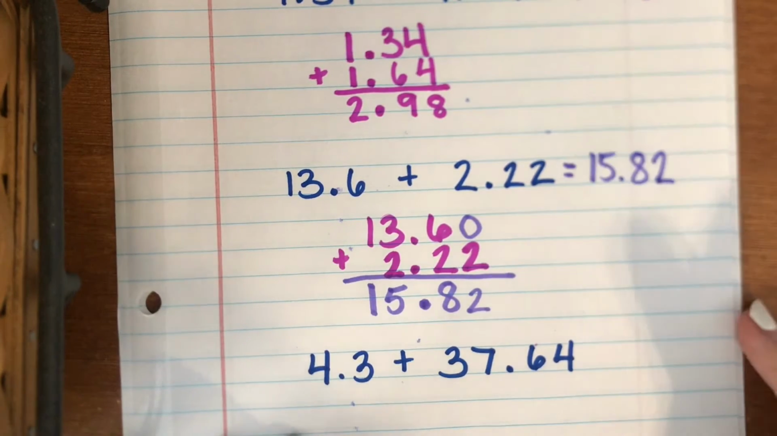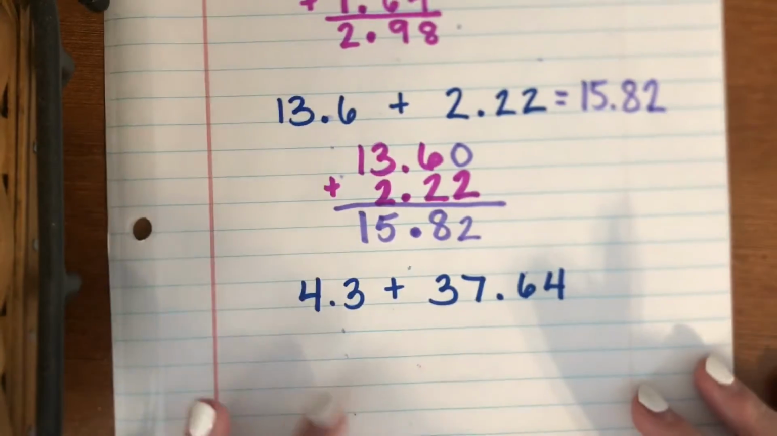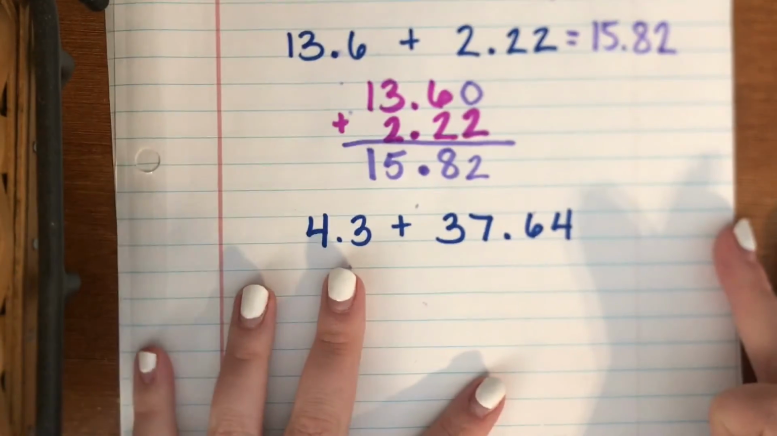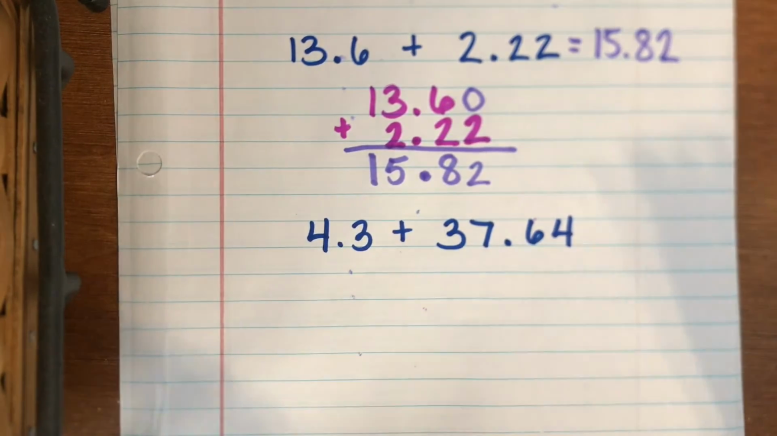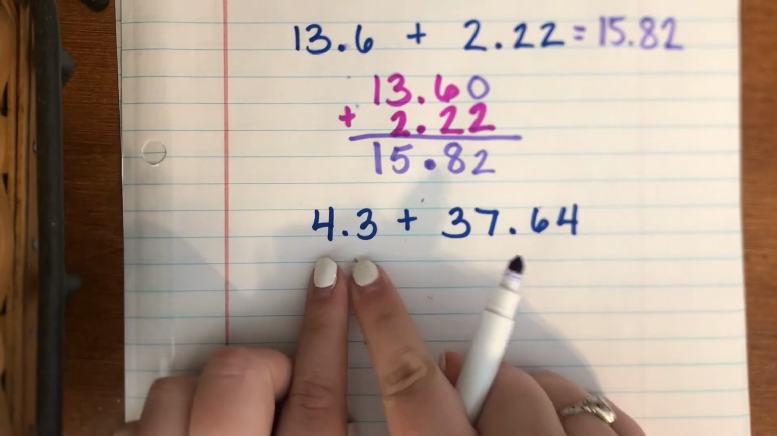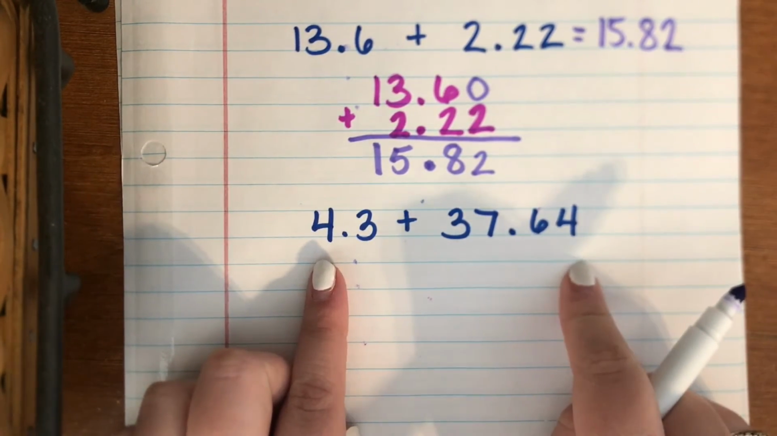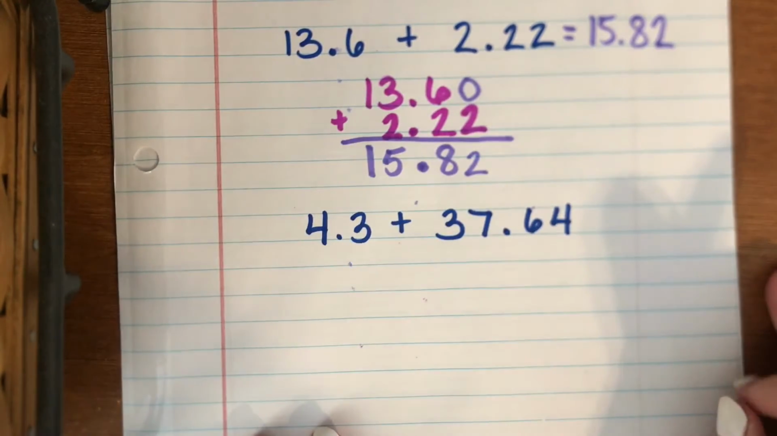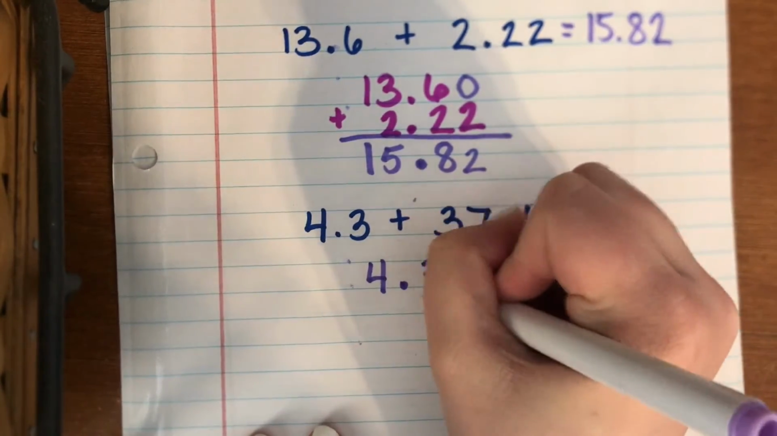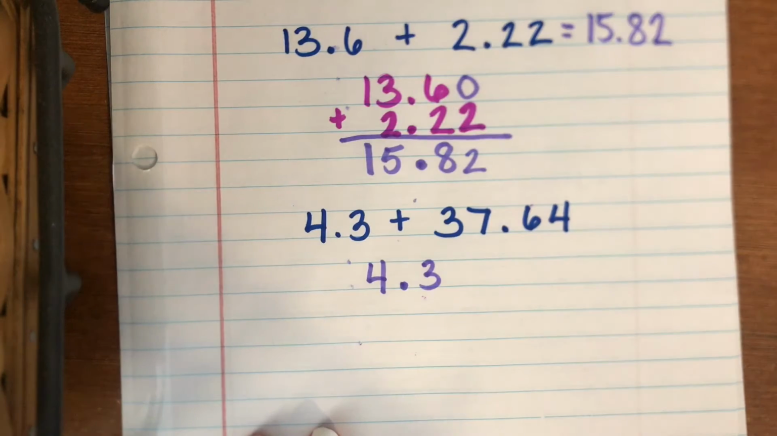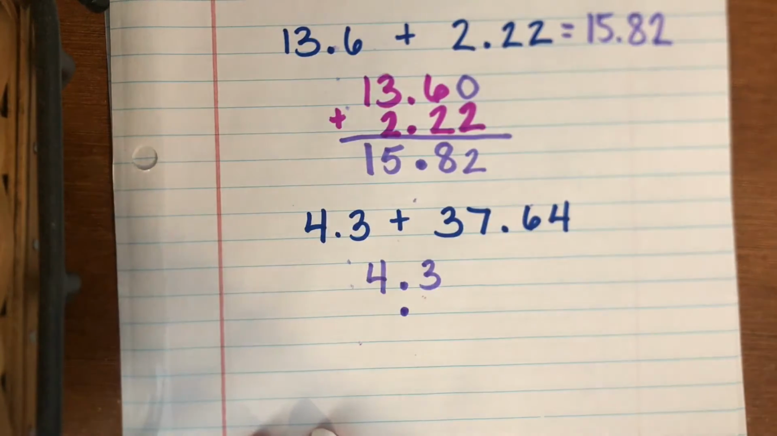So far I haven't had to do much carrying of tens or ones. So let's see what happens in this next problem here. I've got 4 and 3 tenths plus 37 and 64 hundredths. I'm going to align it just the same. I can put 4 and 3 tenths first, and then take note of where the decimal point is, because the decimal point should always be aligned.